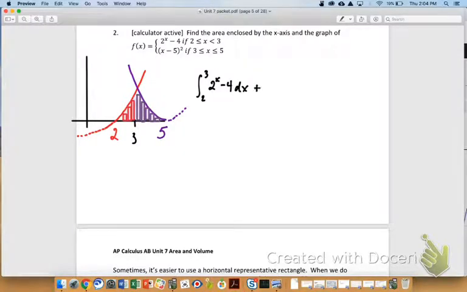And then I'd go plus the integral from where to where? 3 to 5. We're accumulating now from 3 to 5. Yep. And what about the integrand there? X minus 5 squared. There we go. This is the height times the base. It's perfectly set up now.